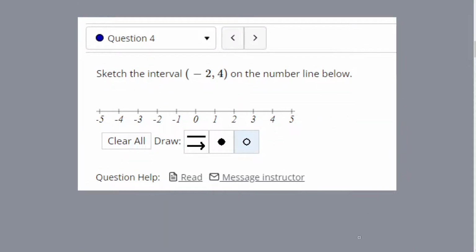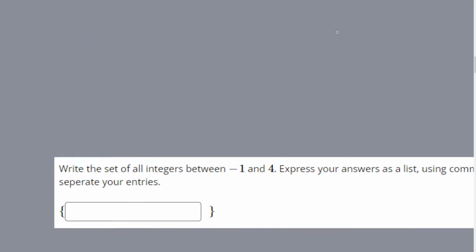This one is the same principle that we were talking about previously. So we want to sketch the interval (-2, 4), and it is both parentheses. So we are going to be using this one right here, the empty circle. You'll put it on your -2, and then you'll put it on your 4, and then you'll click this and drag it to each other, and that would be your answer.